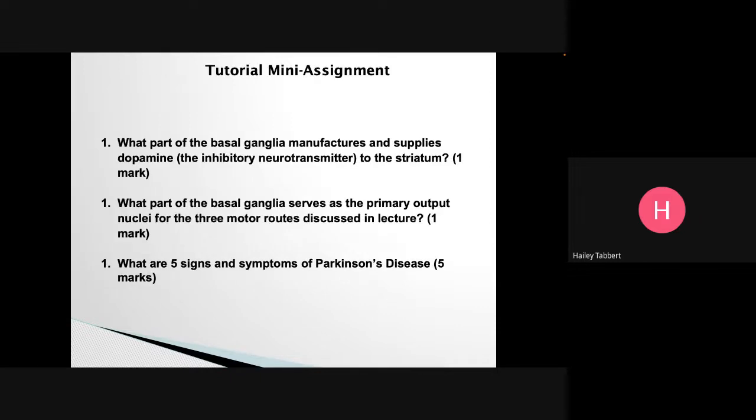So this is your tutorial assignment. The first question: what part of the basal ganglia manufactures and supplies dopamine? We talked about that. What part of the basal ganglia serves as a primary output nuclei? And then the 5 signs and symptoms of Parkinson's. All of that can be found in the slides, and the recording will be posted if you need a little bit more clarification on those things.